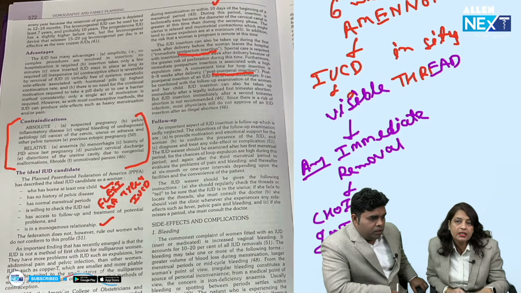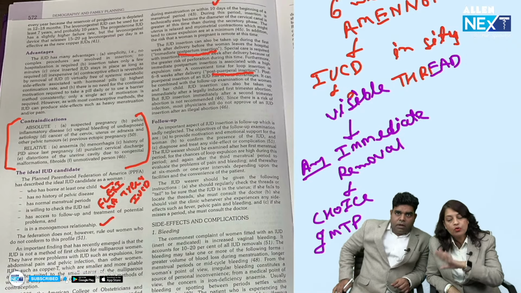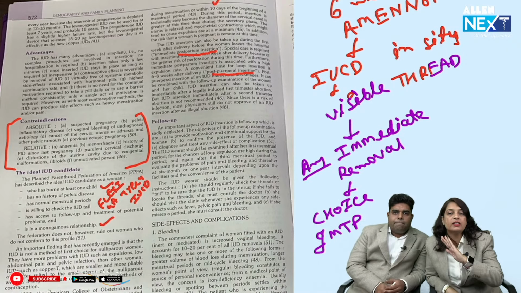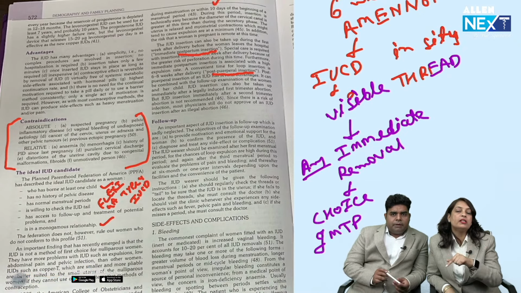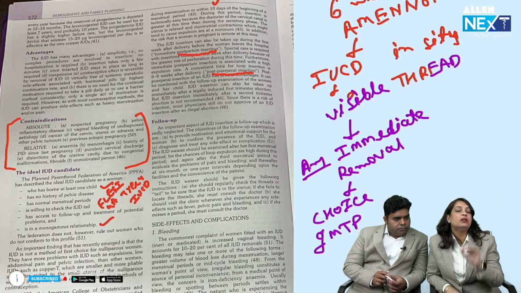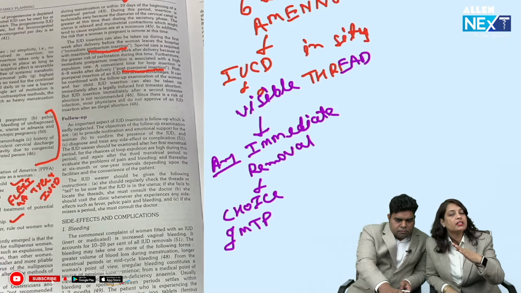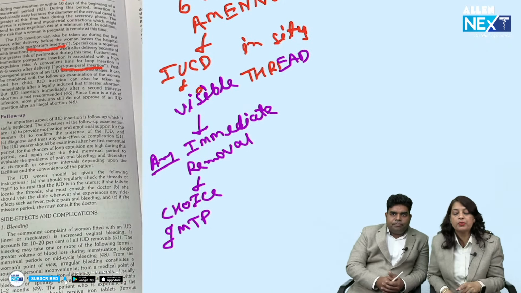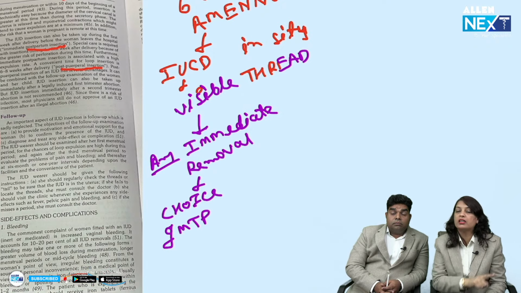If suppose copper T thread is not visible, then what? Mostly it is given as 8 weeks amenorrhea, 10 weeks amenorrhea, 16 weeks amenorrhea, copper T in situ, and the thread is not visible. Then your answer is, let her continue the pregnancy, because for a failure of contraception, remember, second trimester MTP is not done, it is risky.